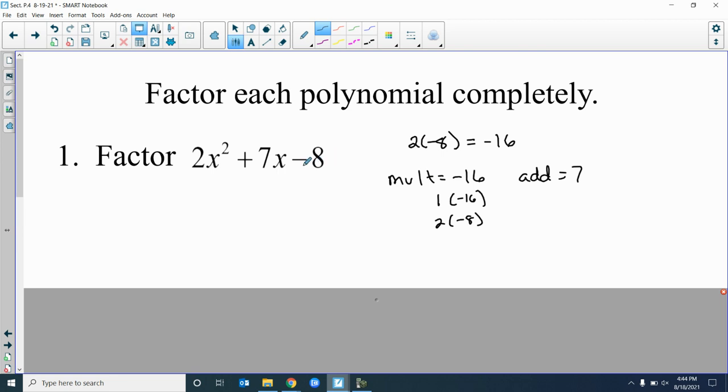So if you're trying to do the grouping method and you cannot come up with the numbers that multiply to get the negative 16 and add to 7, that means it is not factorable. So if you were doing the guess and check method, you could spend some time and you wouldn't maybe be sure. Sometimes, like I said, this can be called prime. So not factorable or prime.